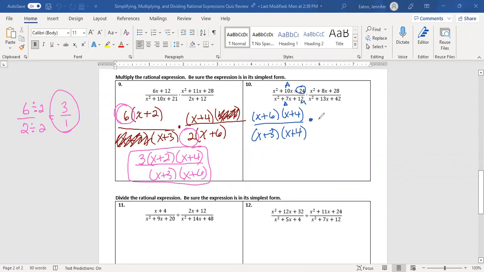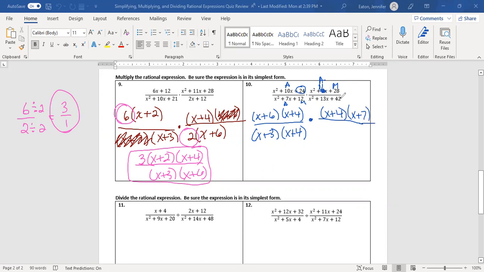We do our multiplication symbol and we do the second equation. What multiplies to 28 and adds, oh, I forgot to mention this was a typo. This should have been 11. And what adds to 11? So what multiplies to 28 and adds to 11, that's x plus 4 and x plus 7.